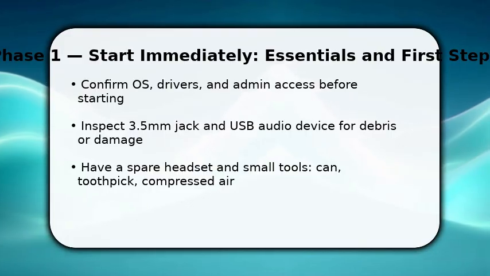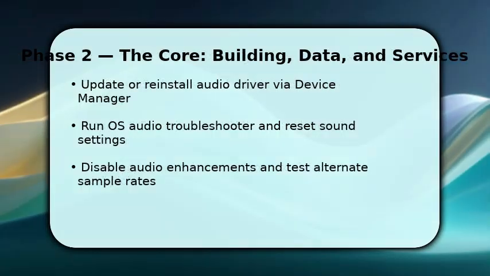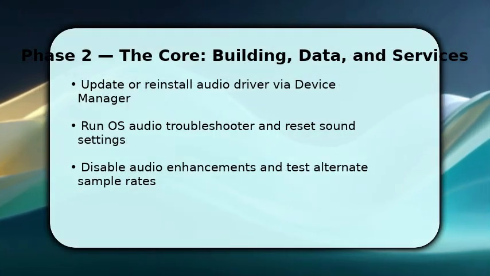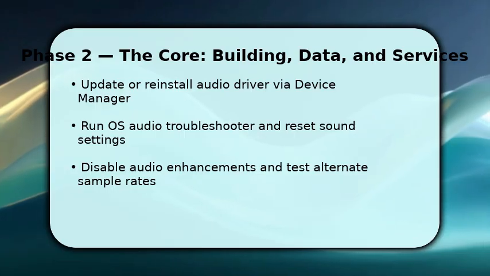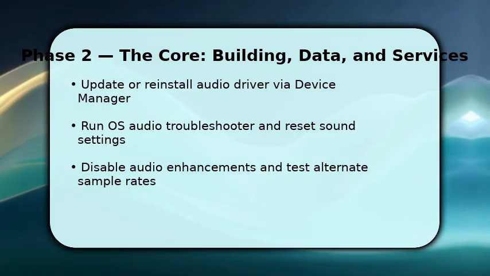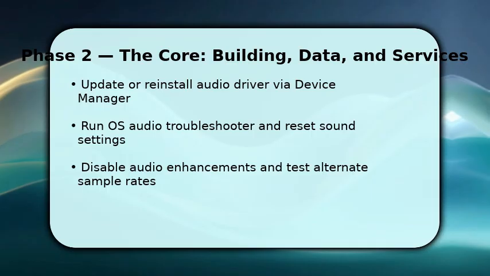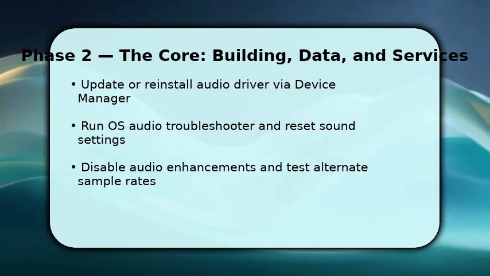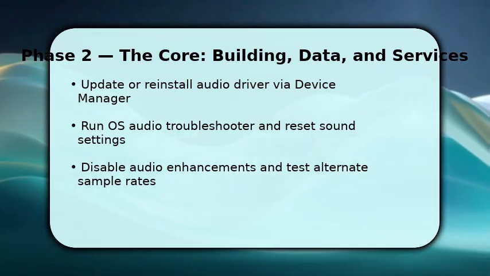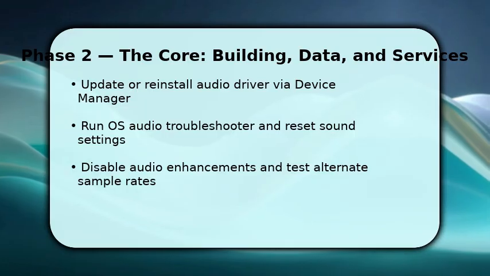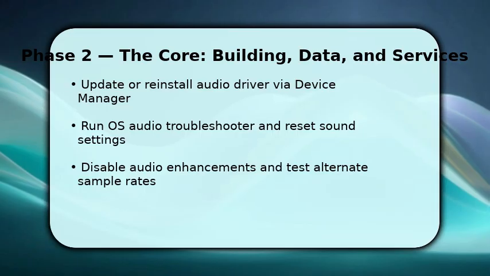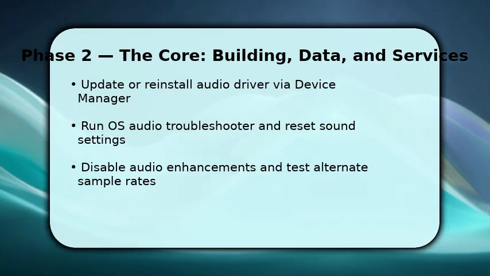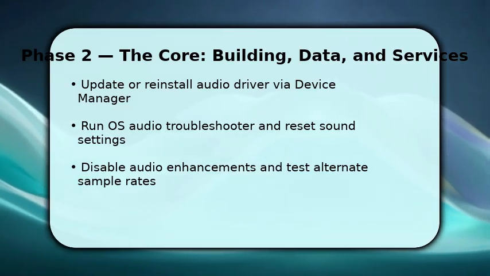You next tackle drivers and software because most intermittent problems are software-driven. Open Device Manager, update or uninstall the audio driver, then reboot so the OS reinstalls it. Once rebooted, run the built-in audio troubleshooter and reset sound settings to defaults. This clears misconfigured devices. Disable enhancements and change sample rates. Some headsets fail at specific rates, so test 44.1 kHz and 48 kHz.